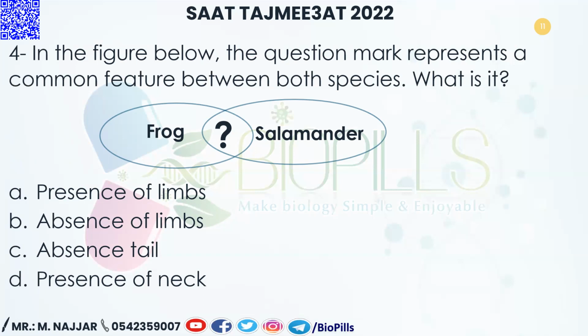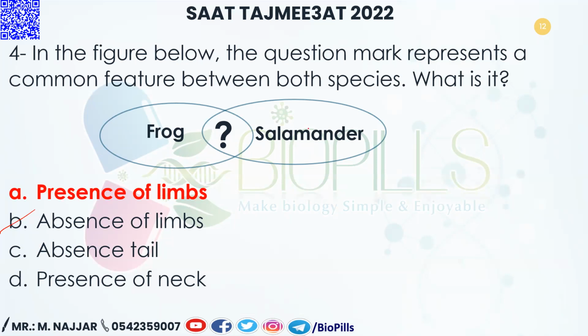A, presence of limbs. Both of them have limbs, and this is the strongest one. And by the way, this is the correct answer in this case. Okay, this is the correct answer. Absence of limbs, we cannot say it. Why? Because frog and salamander, both of them have limbs.